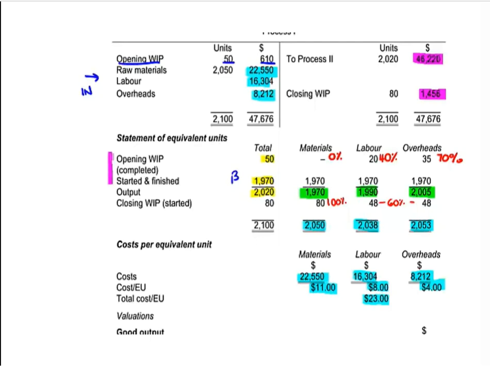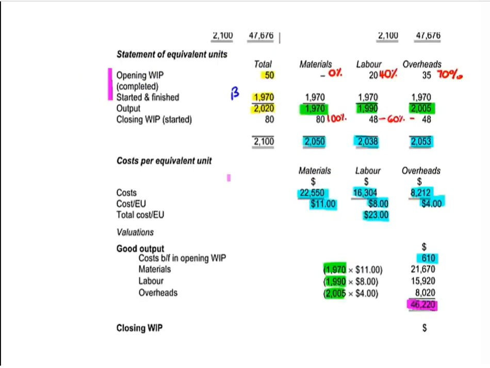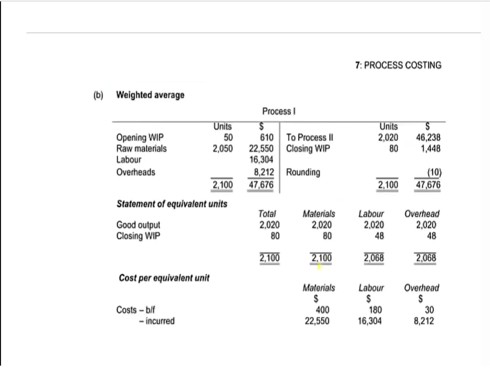The important things to remember are the breakdown between output in terms of what's to be finished off and what is started and finished during the period. And when we're looking at valuing our good output, it's based upon the number of equivalent units that were done during the period and transferred as output to process 2.